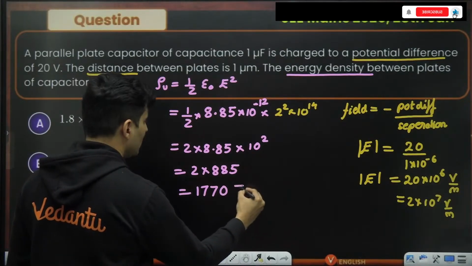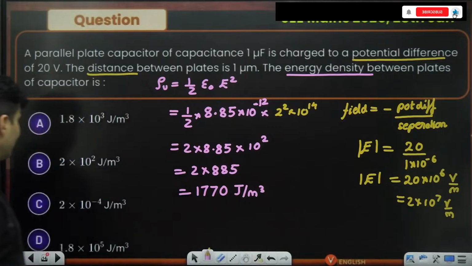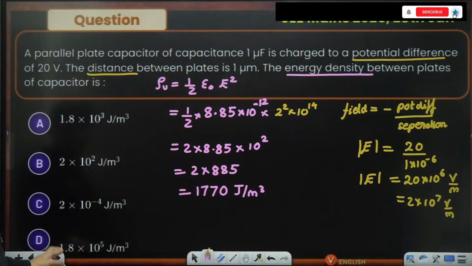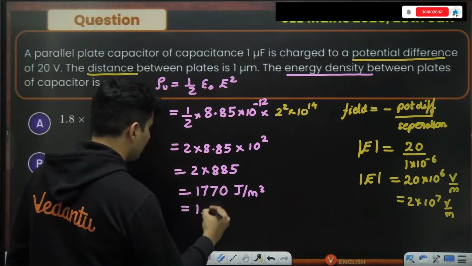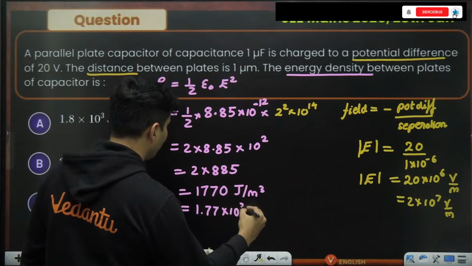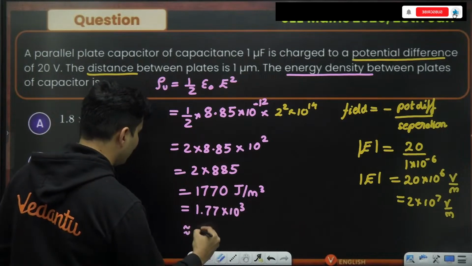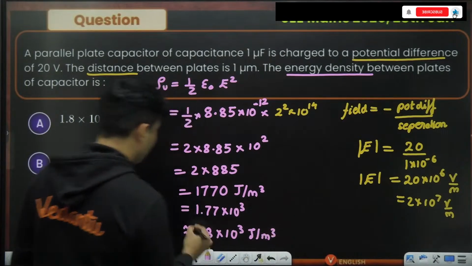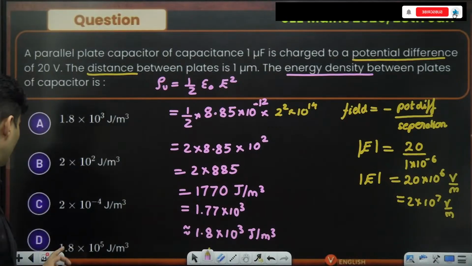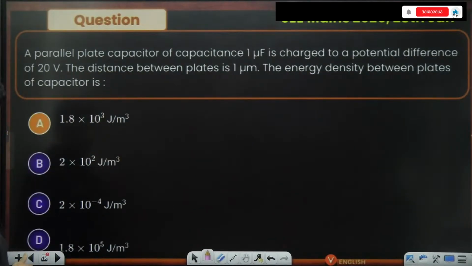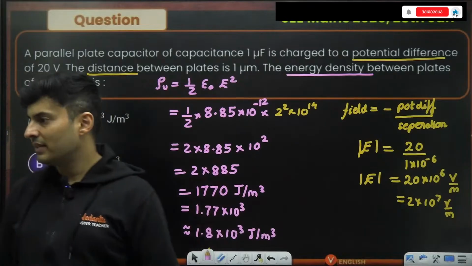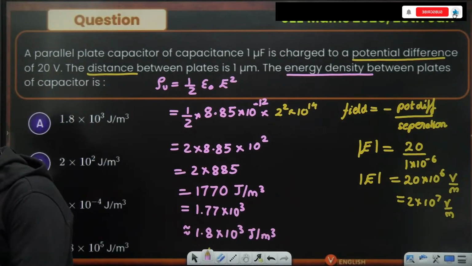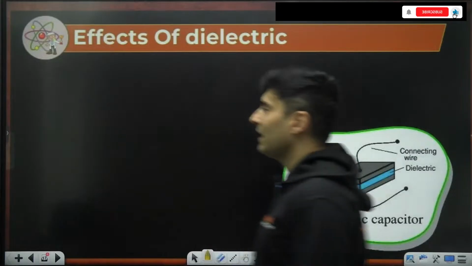1770, what will the unit be? Joules per meter cube. 1770 joules per meter cube. So if you want to write it to a single decimal place, it is 1.77 into 10 to the power 3, which can then be approximately said as 1.8 into 10 to the power 3 joules per meter cube. This is approximate after rounding it off to a single decimal place. So that is option A, of course, but the exact answer will be 1.77 into 10 to the power 3. All right.